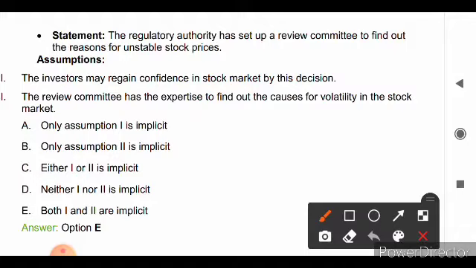Statement is the regulatory authority has set up a review committee to find out the reasons for unstable stock prices. Assumption 1 is the investors may regain confidence in the stock market by this decision. Assumption 2 is the review committee has the expertise to find out the cause for volatility in the stock market. So assumption 1 mentions the aim for the step talked about in the statement, and assumption 2 mentions the essential requirement for it. So the right answer of this question is option E. Both 1 and 2 are implicit.